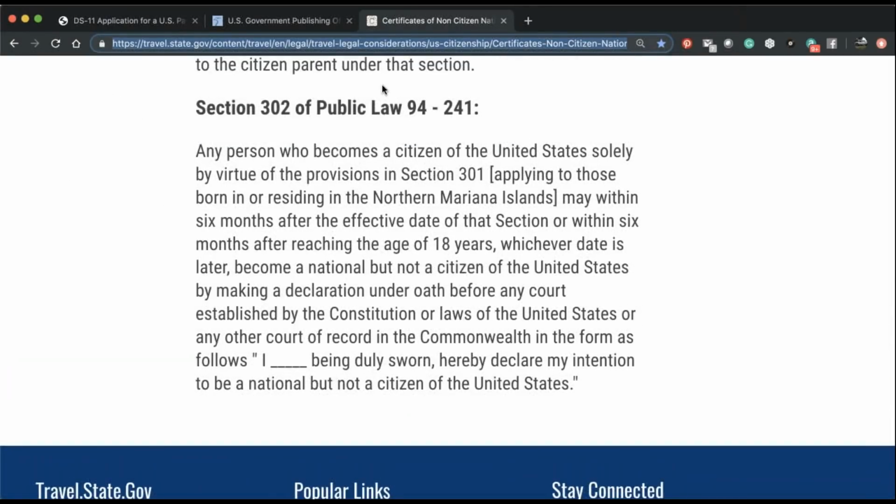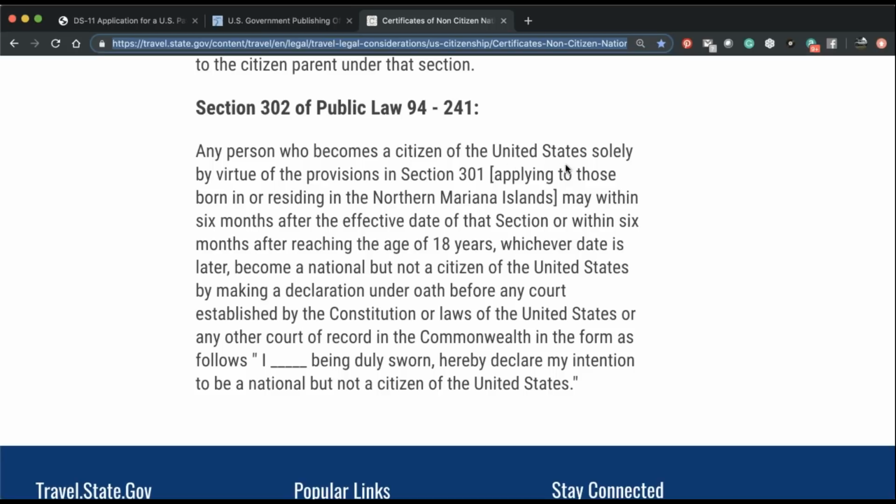Right here. This is a public law. Everyone needs to read this. Section 302 of Public Law 95-241. Read it entirely. Of course, it's going to make you think it's talking about people in Northern Mariana Islands, but I'm going to point out something real quick to show you that it applies to you as well. Any person who becomes a citizen of the United States solely by virtue of the provisions in Section 301, then you see you got these brackets here, applying to those born in or residing in the Northern Mariana Islands. If you know anything about the Four Corner Rule, when they do that, that means that's not on the page. So let's read it again.